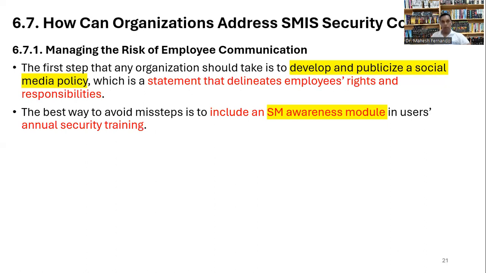Once you are managing the risk of employee communication, the first step that any organization should take is to develop and publicize a social media policy. There should be a social media policy, which is a statement that delineates employee rights and responsibilities. Every employee should have rights and responsibilities while they are using social media in their organization.